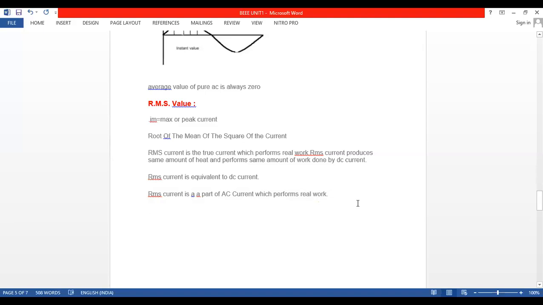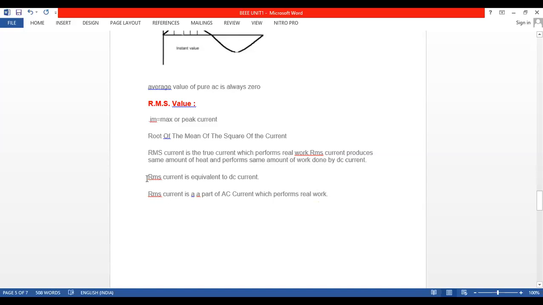What do you mean by this word real work? Whenever RMS current flows through the bulb, then only the bulb is on. Whenever RMS current flows through the fan, then only the fan is on. So what is this RMS current? Last line, what we have written, anyone read out? RMS current is a part of AC current which performs real work. That means in our house I have the fan. I am giving 10 amperes of current to the fan. Out of 10 amperes, let us say 8 amperes is RMS. So 8 amperes RMS is only useful to turn on the fan. The remaining 2 amperes is not doing the real work. So RMS current is a part of AC current, which performs the real work, which will turn on the bulb.